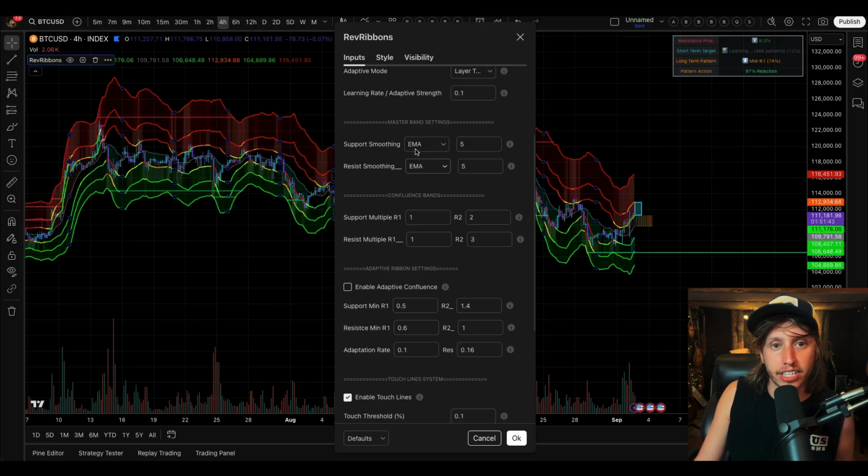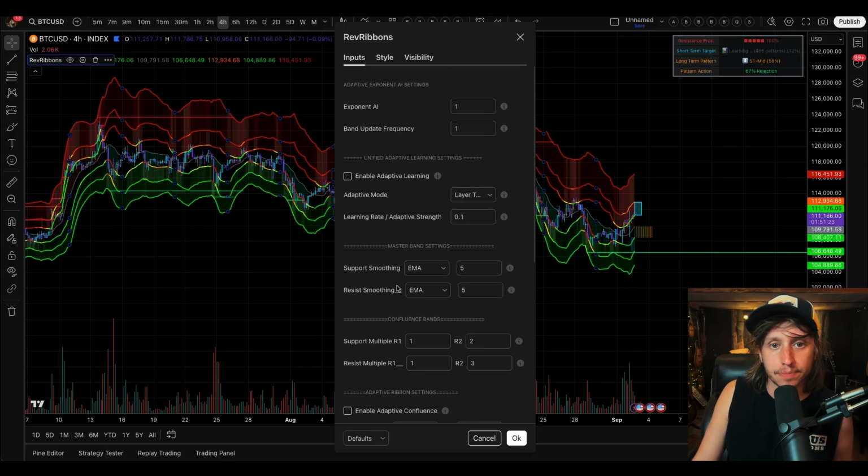The master band settings are right here, and then the confluence bands are the other bands, the other ribbons. So it'll be support 1, resistance 1, and then support 2 and 3, resistance ribbon 2. So that's why it's called R1, and R2 is ribbon 1, ribbon 2, which will be in the future ribbon 2, ribbon 3. Hopefully that all makes sense.